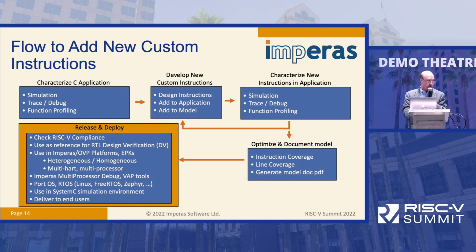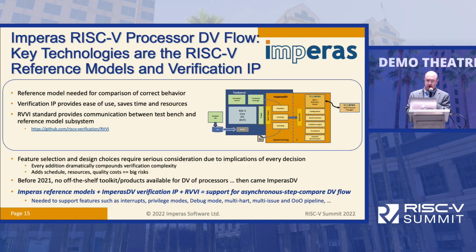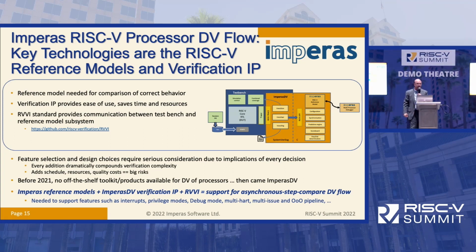So now that we've built the model, we want to use it. Going back to the design verification use case, there are three key components in the DV flow. One is the reference model up here. Second is the verification IP, and the third is that RVVI interface. There's a link there to the GitHub repository for RVVI.